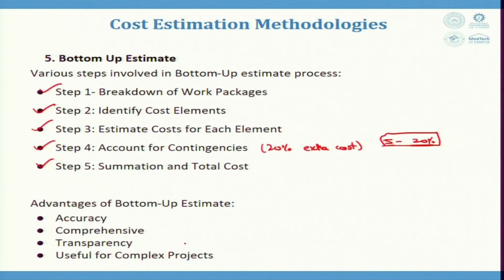Now, advantages of bottom-up estimate is that accuracy is high because it is a detailed criteria, it is highly accurate. It is comprehensive, that is it is detailed, and no cost is overlooked, and each element is considered in the cost estimation here. Transparency is there because we provide a complete breakdown of costs for the stakeholders, and the stakeholders are also giving the cost of each of the elements. That is why it is transparent and comprehensive.